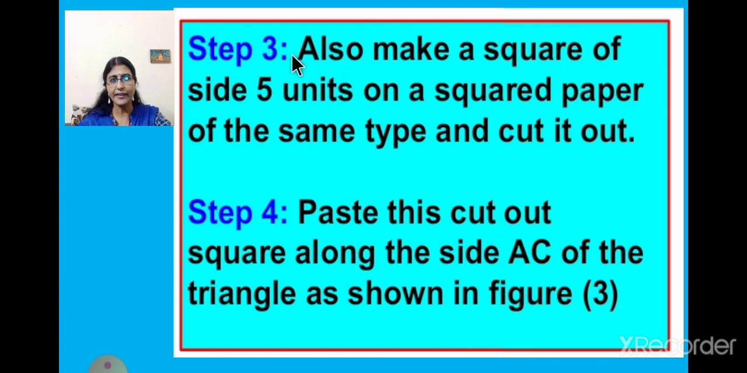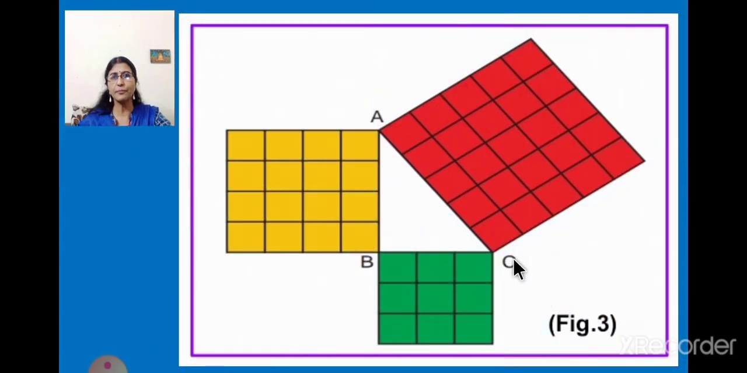Then step 3, also make a square of side 5 units on a squared paper of the same type and cut it out. And then you will write step 4, paste this cutout square along the side AC of the triangle as shown in figure 3. So like this you are going to perform the activity. Now this one, you will paste this also. All the squares you are going to paste in your MATLAB notebook on the left side.